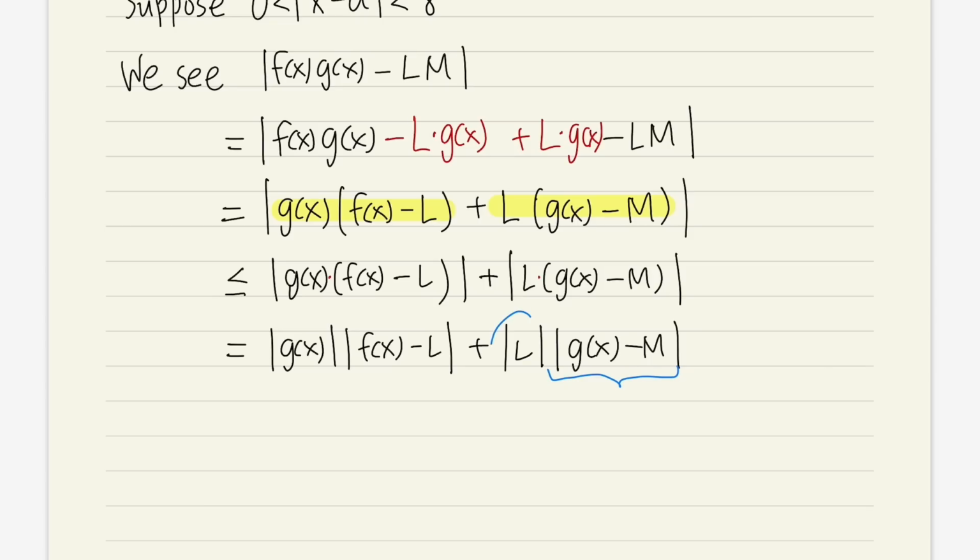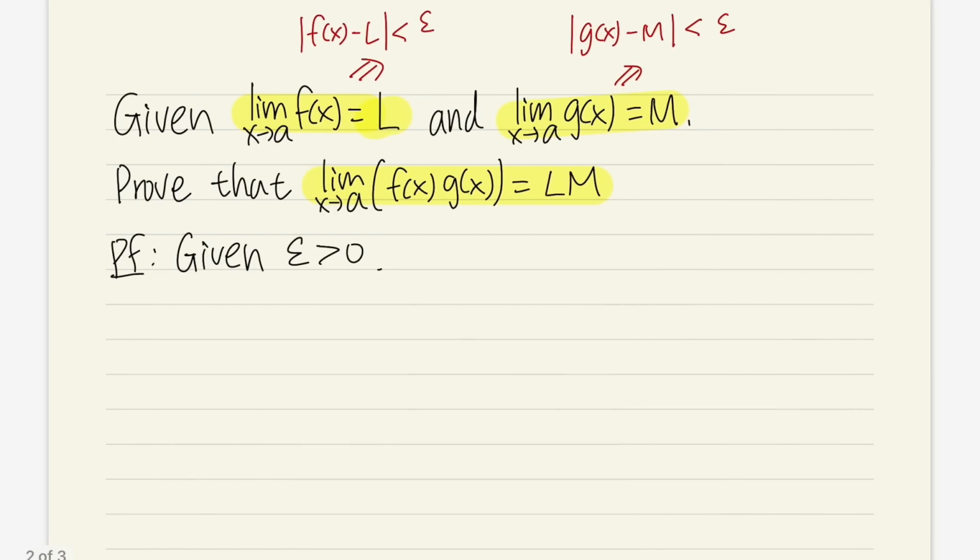Why? Because absolute value of L is just a constant. It's easier. If you look at absolute value of g of x, that's still a function, so I don't want to deal with that yet. Let's just focus on the absolute value of g of x minus m. So what can we say about this? Now let's go back to this page, and we are going to use this condition here.